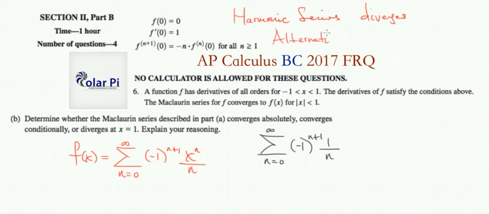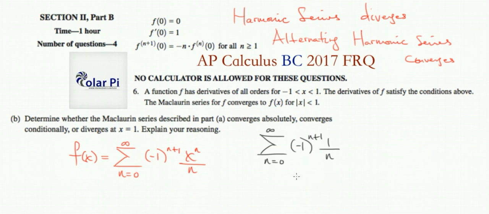The alternating harmonic series converges, right? So they're very similar looking series. One of them alternates while the other doesn't. And the one that doesn't, the harmonic series, diverges, whereas the alternating harmonic series converges.